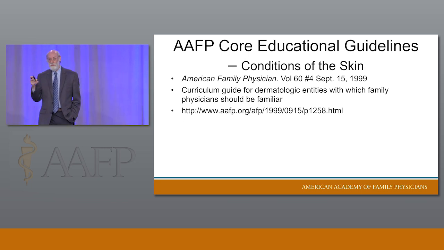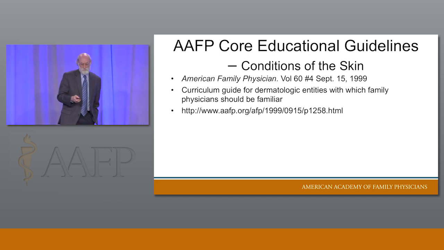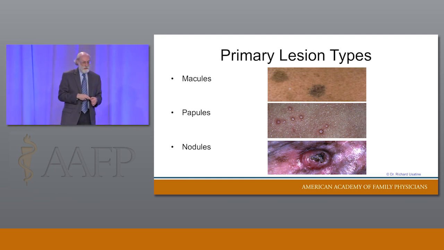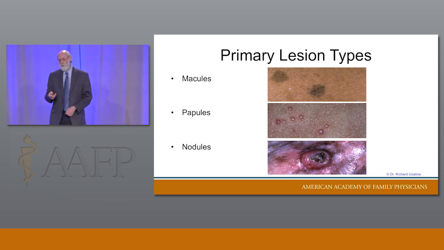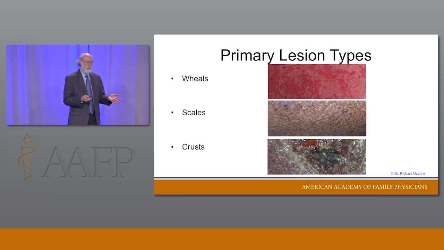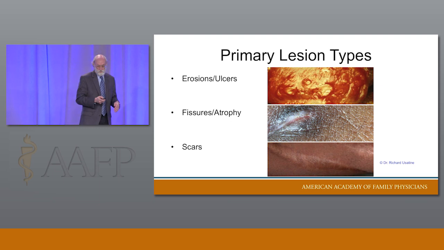The board typically asks two kinds of dermatology questions: those with pictures, those without pictures. And we're going to go over mostly those with pictures today. We're going to talk about a lot of different dermatologic entities, and with all due respect to Gilbert and Sullivan, we're going to talk about macules, papules, and nodules, plaques, pustules, vesicles, and bullae, wheals, scales, crusts, erosions, fissures, and scars. And we're going to do it at light speed, so hang on to your chairs.